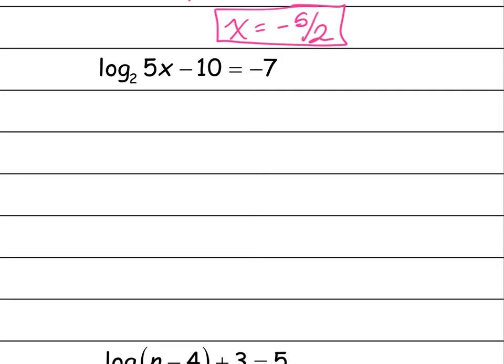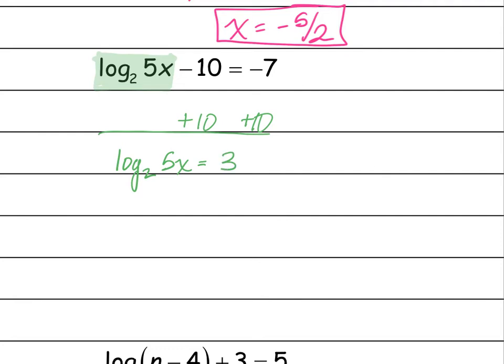So what goes with my log? Well, this is my log right here. So anything else that's not with this part needs to go away so I can get the log by itself. So this is my log. So what I'm going to do is add, see, that's what I get for forgetting to go to my pen. I'm going to add 10 to both sides. So then I get log base 2 of 5x equals 10 minus 7 is 3.